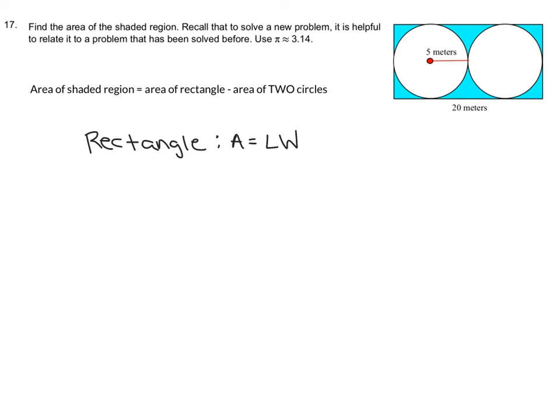First, I'm going to find the area of the rectangle. The formula for the area of a rectangle is A equals length times width. If we look at our diagram, we see that the length is 20 meters, but I don't have a value for my width. If we look a little closer, we can see that the radius of the circle is 5 meters.